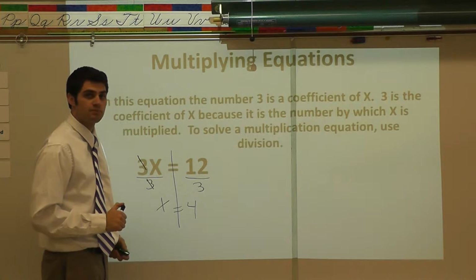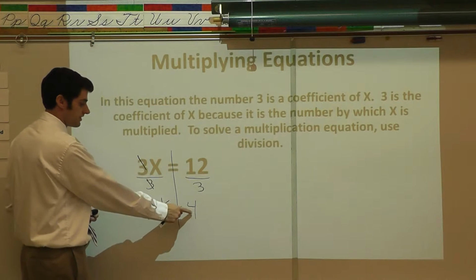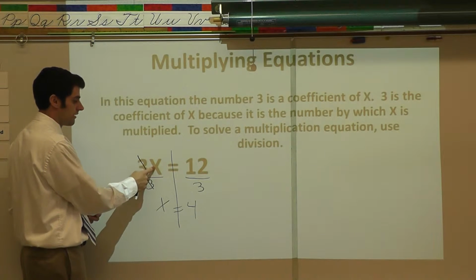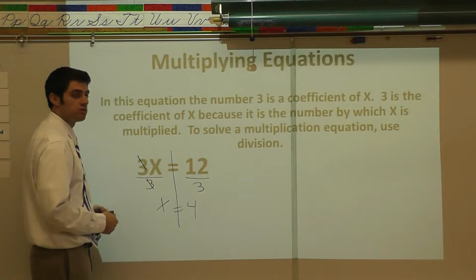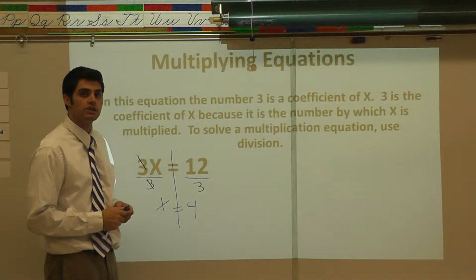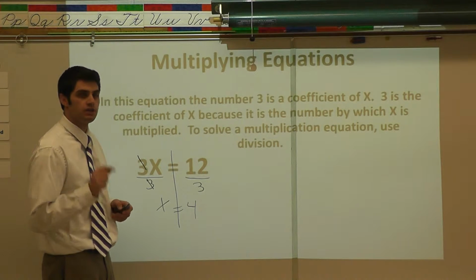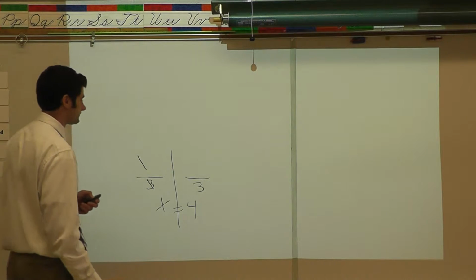Again, I'm going to plug my x back in to check my answer. If I think that x is 4, 3 times 4 would be 12, and that would equal 12, so I know that I've done this equation the correct way. Let's try a couple more examples.